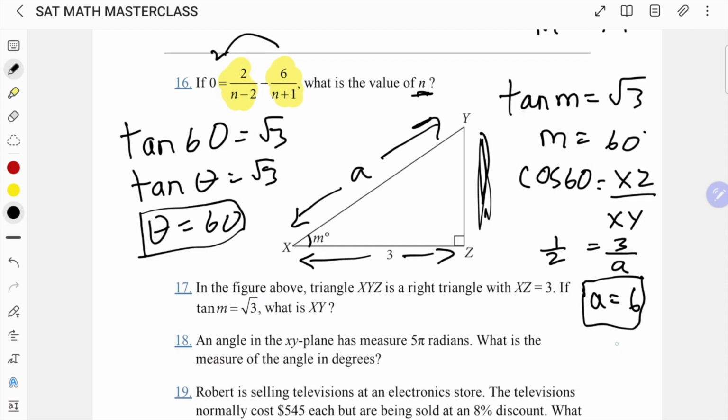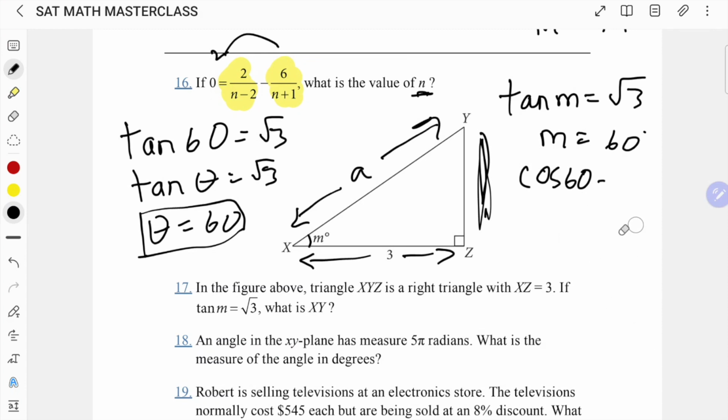In the answer, you'll be given a box to write the answer, so you just need to write 6. Don't write centimeter or anything. Just write 6. Alright, let's move on to the next question. Let me just erase some of these.